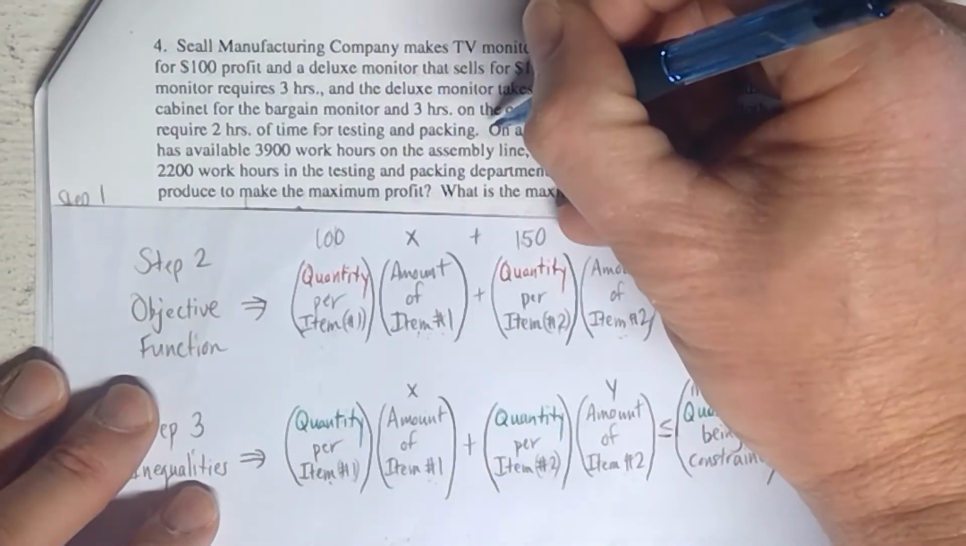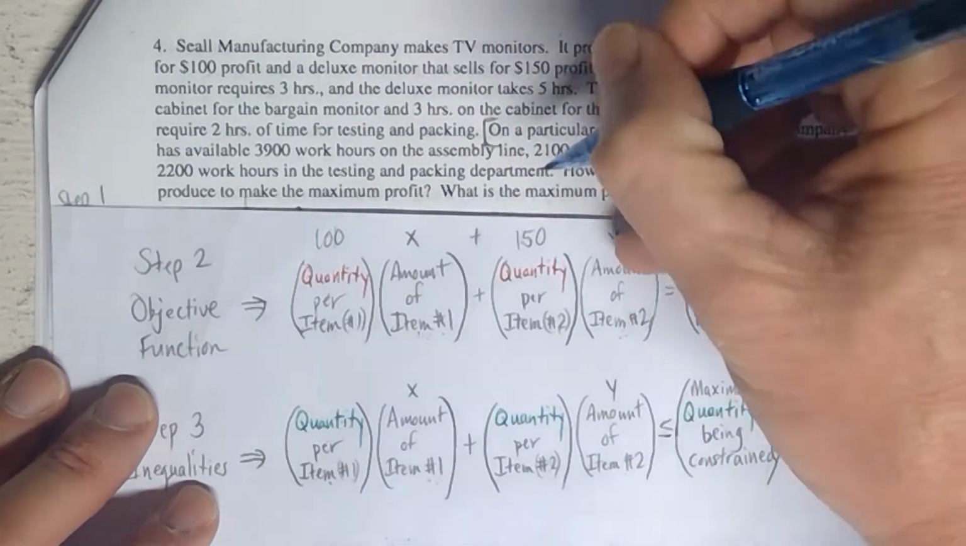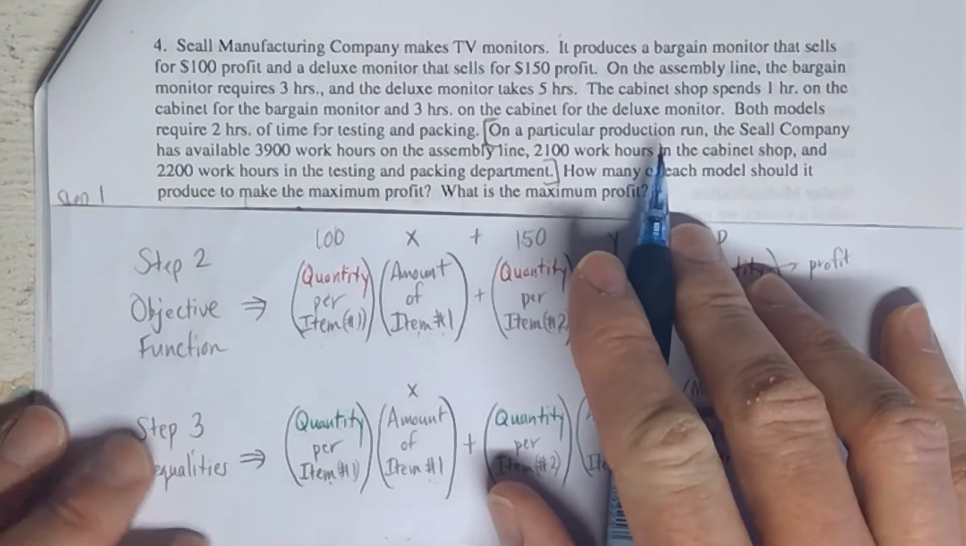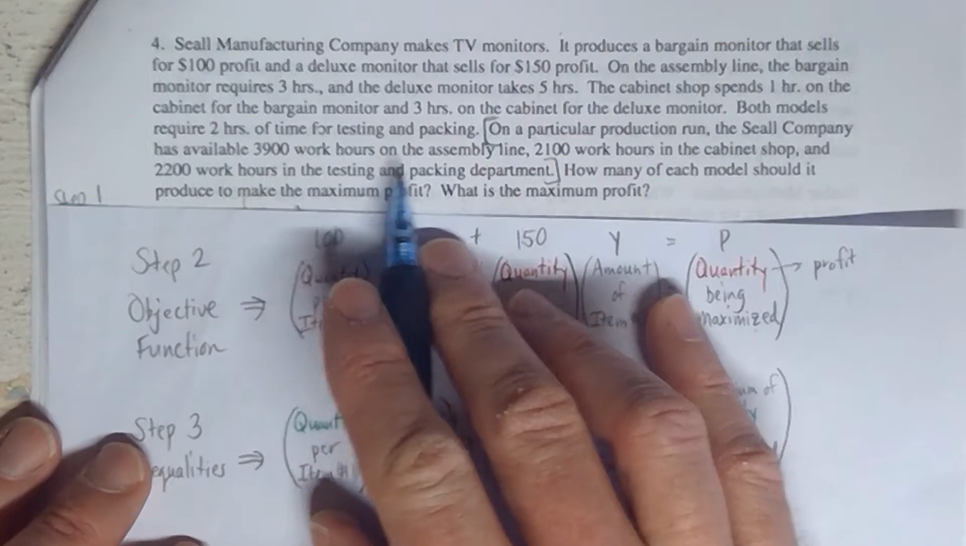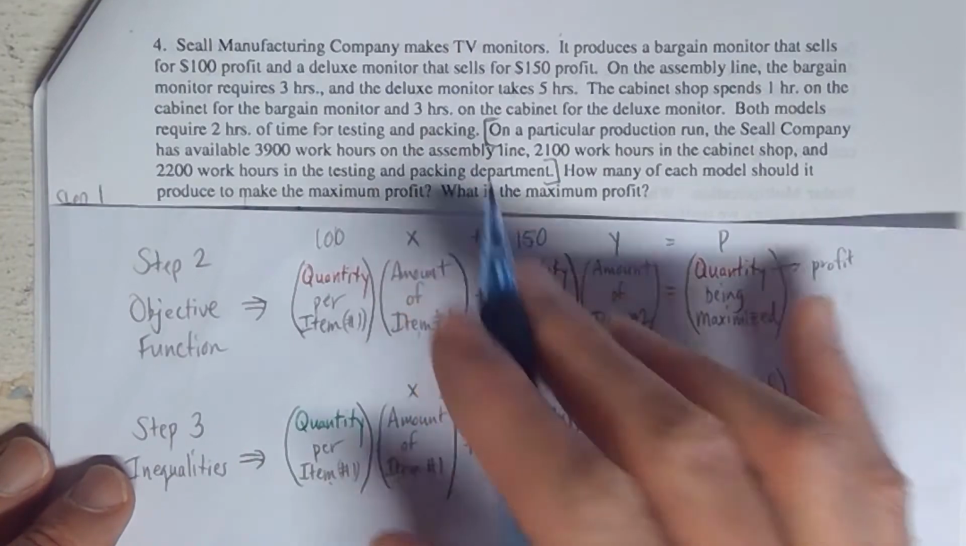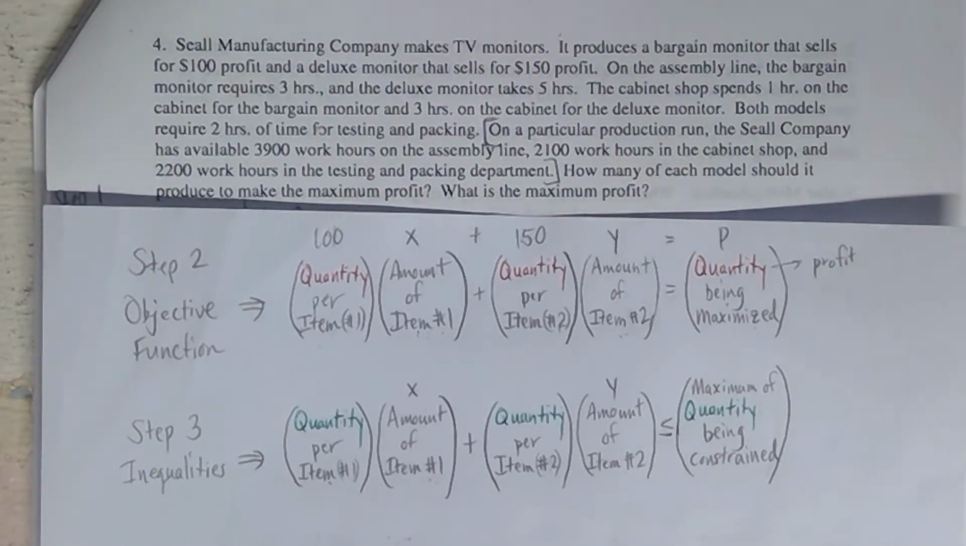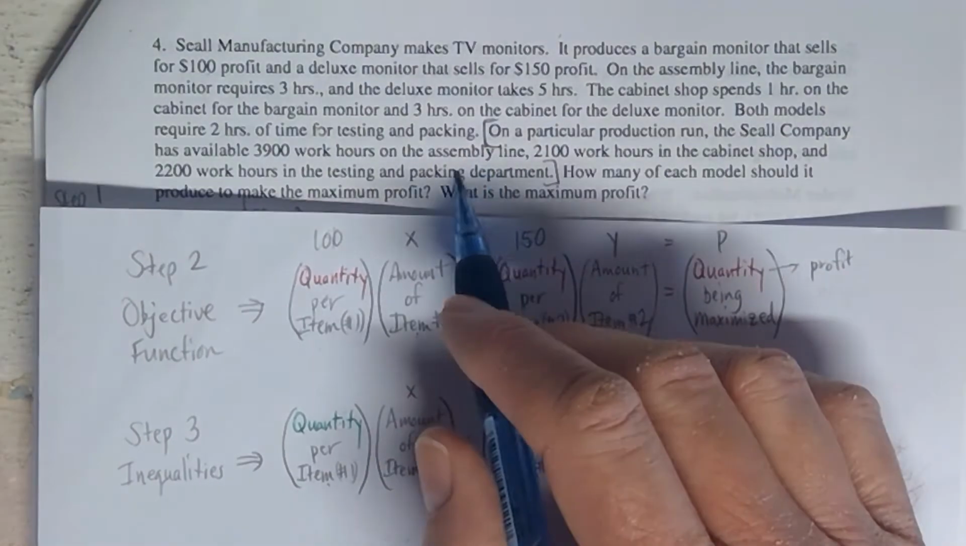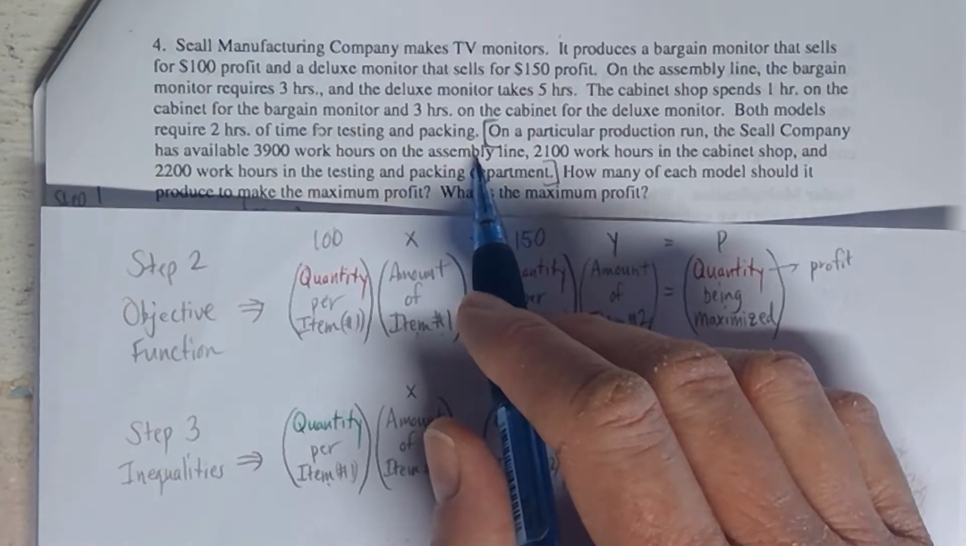However, if you go to this sentence right here, what does it say? It says, on a particular production run, the company has available 3,900 work hours on the assembly line. Notice it doesn't describe either monitor there. It's just talking about the assembly line. So it's kind of like the airplane. When we described the airplane in the last problem, there wasn't a mention of kits and containers. It's just describing the airplane's ability. Same thing here. This is describing what the ability of the assembly line is.